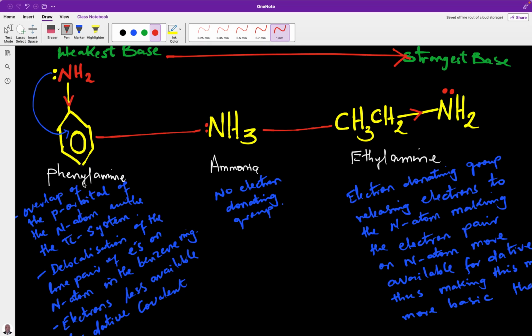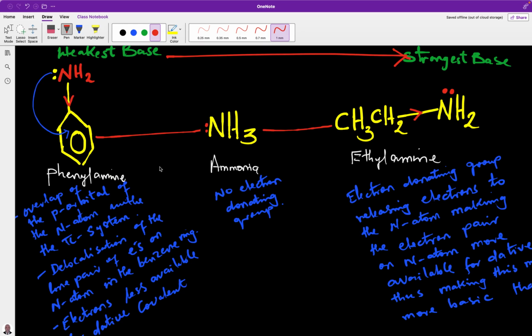So you see the basicity is increasing. Basicity increases as the number of alkyl groups, electron donating groups, increases. So we can conclude that the more alkyl groups on the nitrogen atom, the stronger the basicity of the amine. Once more, the more alkyl groups on the nitrogen atom, the stronger the basicity of that amine.